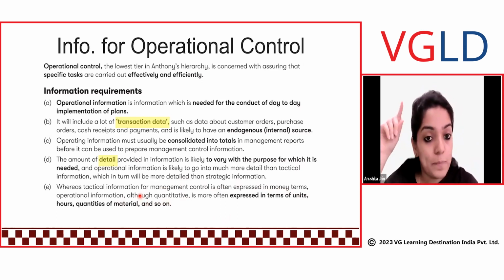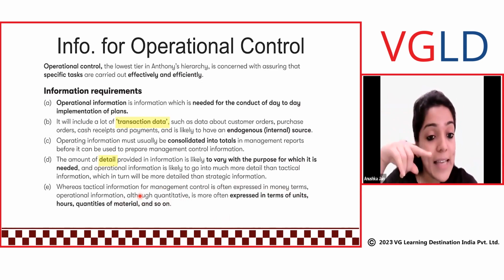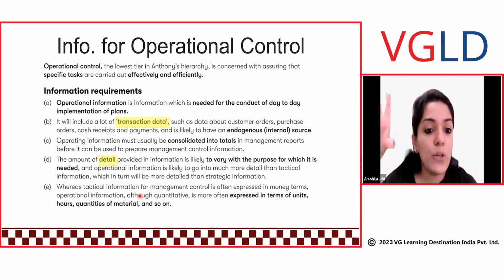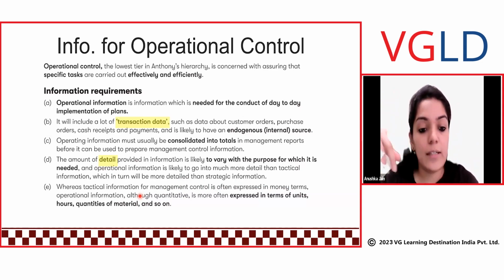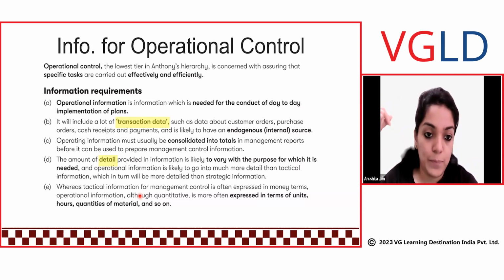How many quantities of material should be purchased for achieving this desired production? That is the type. So middle level management also works on quantitative data, but it gets expressed in monetary terms. That is, what is the value outcome out of that. Whereas people at the bottom will not be concerned with monetary terms. They will be concerned with the number of units, the hours, the quantities of raw material, and so on. Okay, that is the information requirement for operational control.